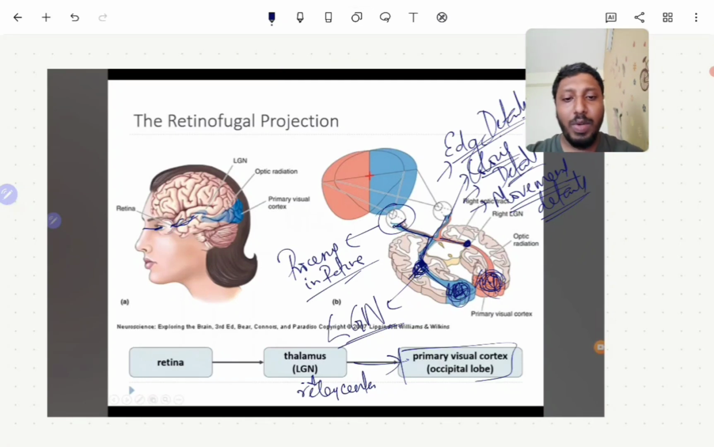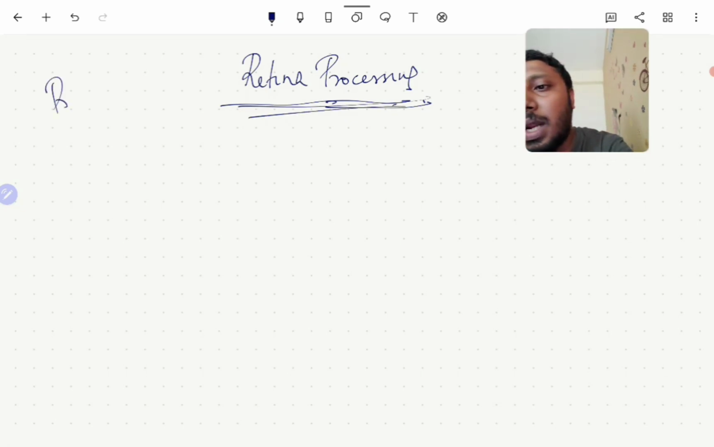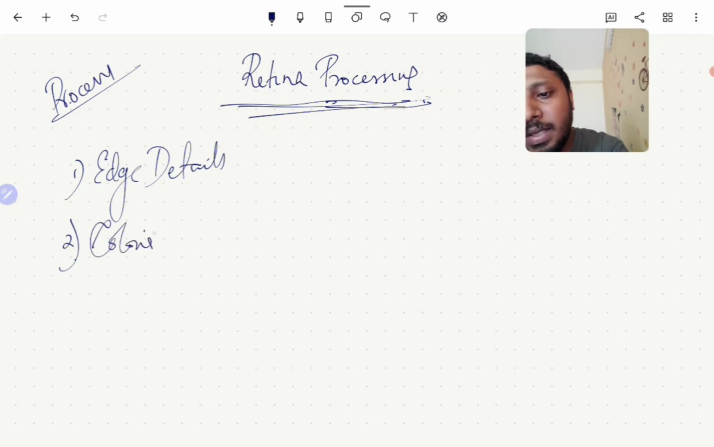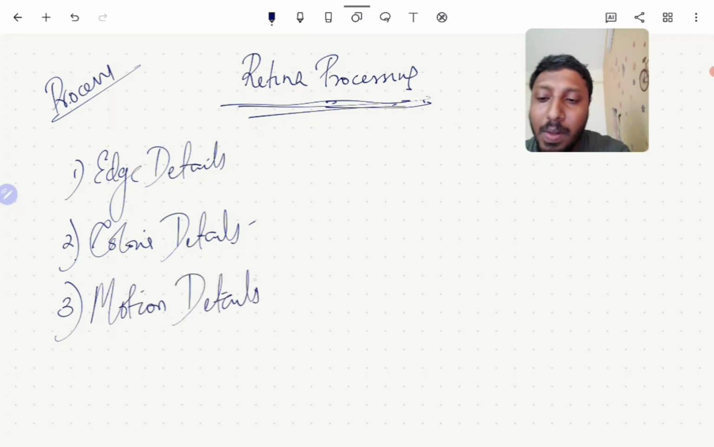Now next we are going to study retinal processing. So we are getting edge details, color details, and motion details. So how do we know that we get all these details? We have to know what happens in the retina.